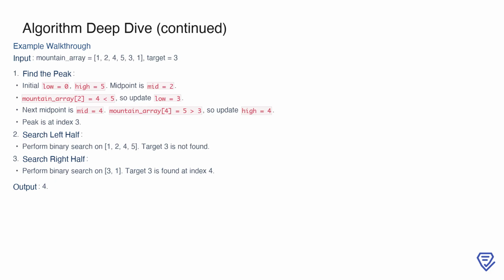Next, we search the left half, which is 1, 2, 4, 5. Binary search here reveals that the target 3 is not in this portion of the array. Finally, we search the right half, which is 3, 1. A binary search on this section finds the target at index 4. The output is 4, demonstrating how the algorithm efficiently narrows down the search space to locate the target.